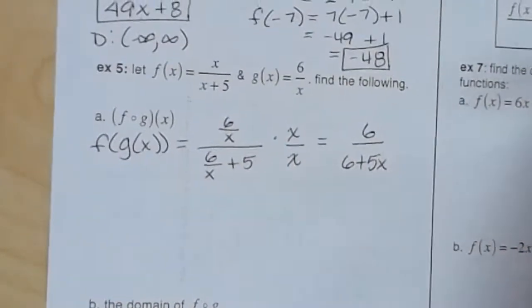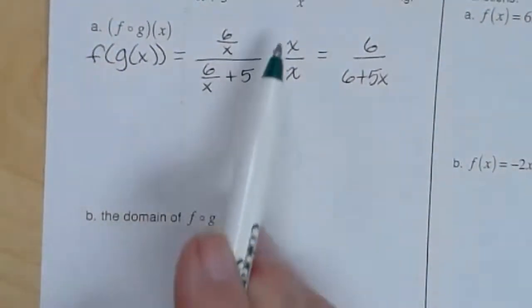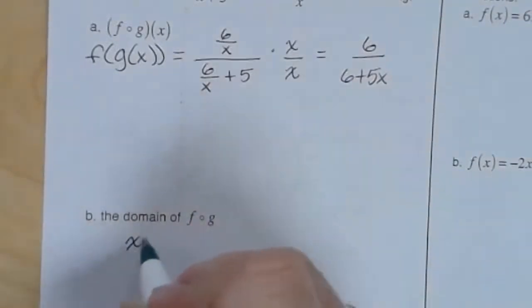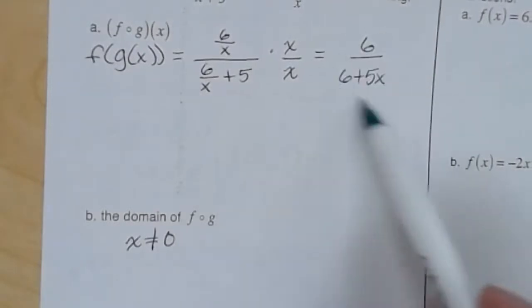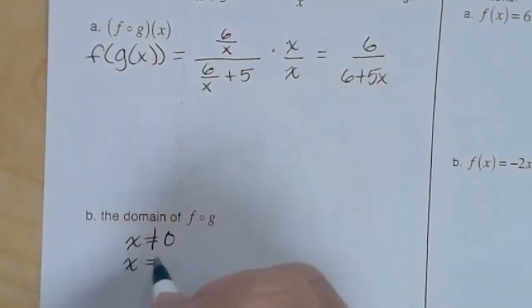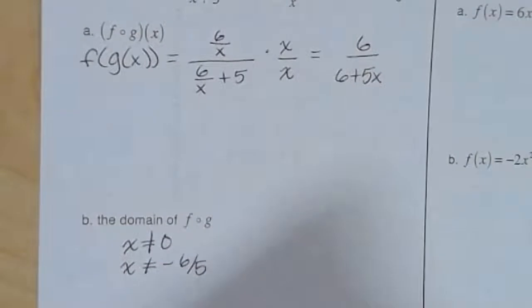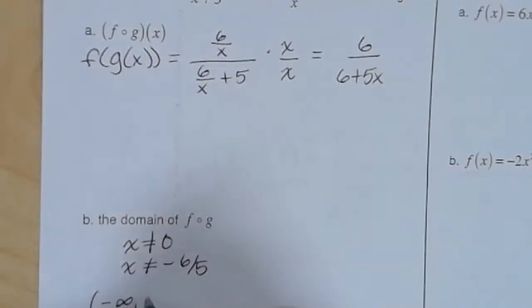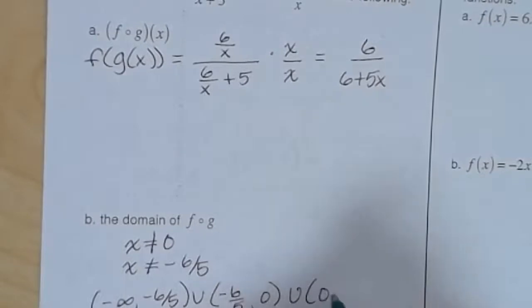So if we go down to where it says what are the restrictions on the domain, we look at, okay, g, what are my restrictions on g? X cannot equal 0. Then we look at my restrictions on my final answer. What's the restrictions there? X cannot equal negative 6/5. So if I put that in interval notation, that means I'm from negative infinity to negative 6/5, union, negative 6/5 to 0, union, 0 to infinity. So it doesn't equal negative 6/5 and it doesn't equal 0.